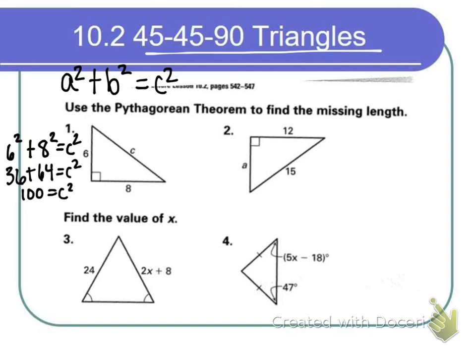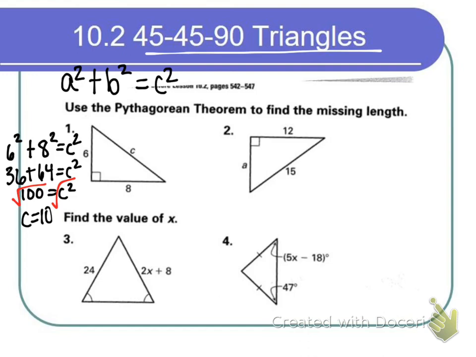How do we get C by itself? Square root both sides. And what do we get for C? C equals 10. Good. We don't need a radical anymore because 100 is a perfect square number.